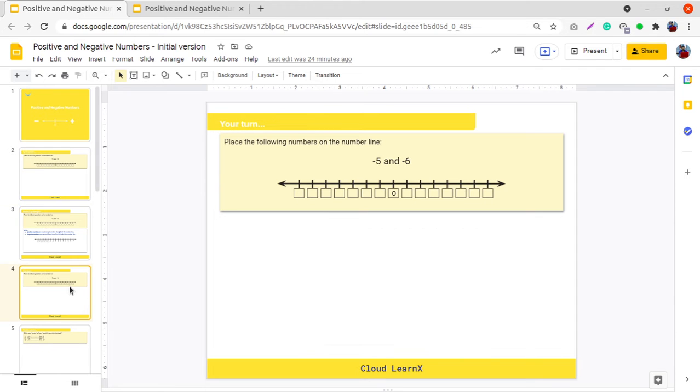And then we follow up with a your-turn, where once we've taught the concept and had a discussion, we would test the student on how well they've grasped it.